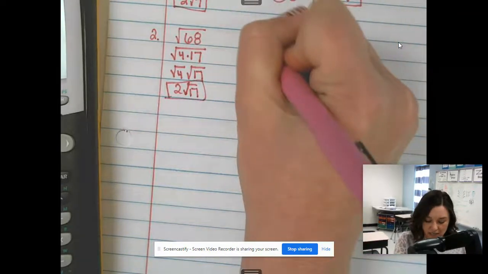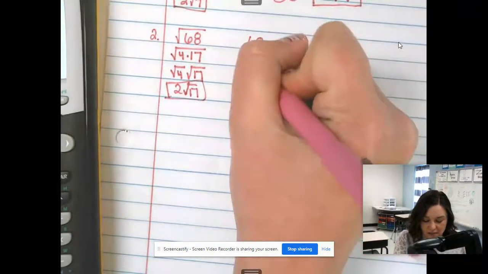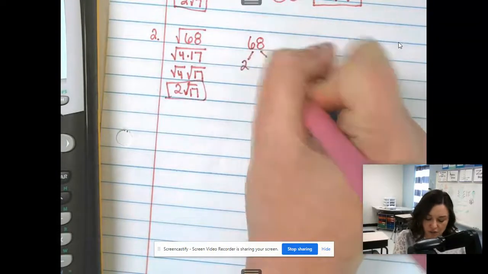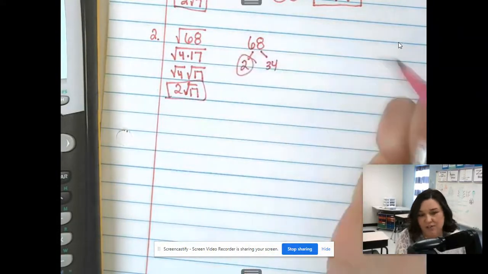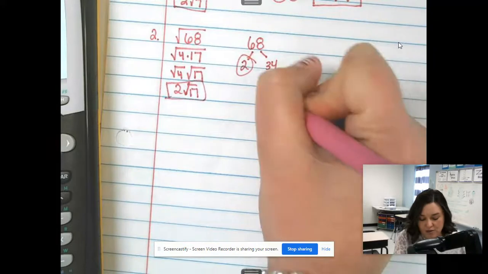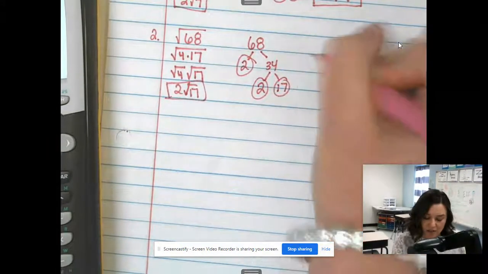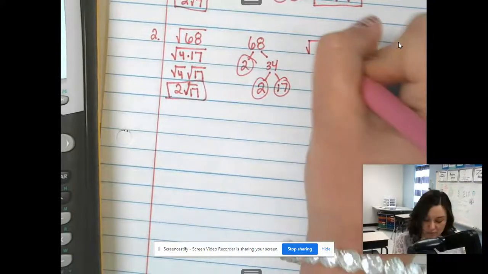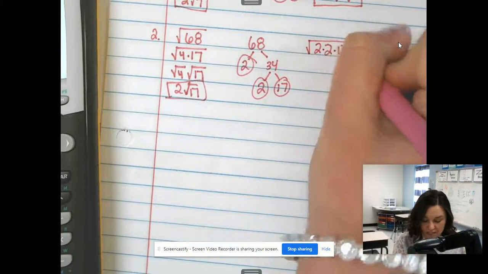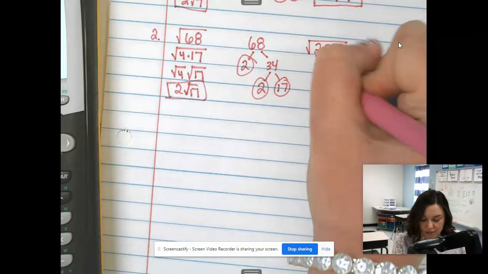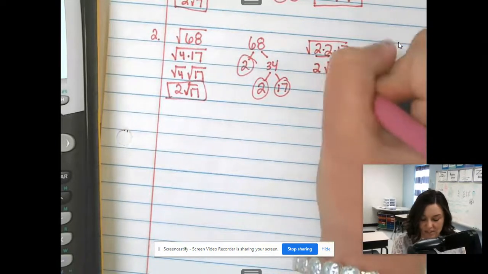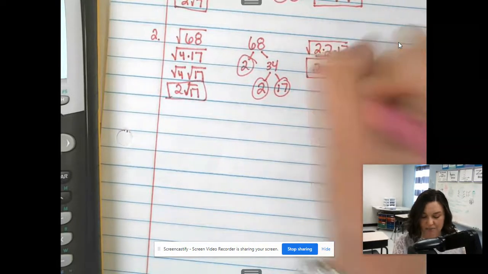So here's 68. I'm going to break that up. I would do this as 2 and 34 because it's even. I know it's divisible by 2. And then I do it as 2 and 17. 17 is a prime number, so we stop. Put them at the singles mingle. 2 times 2 times 17. 2 goes out front because they found a match. 17 is stuck at the singles mingle by himself.